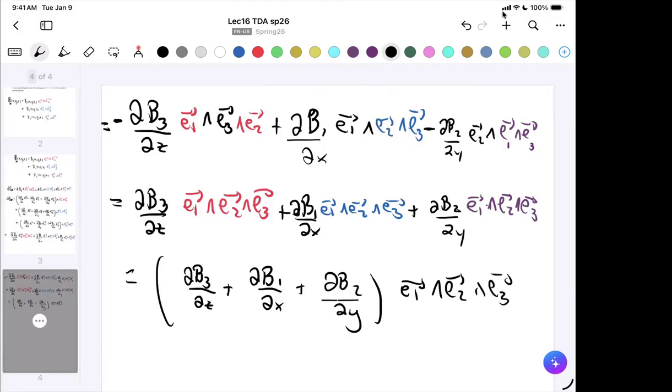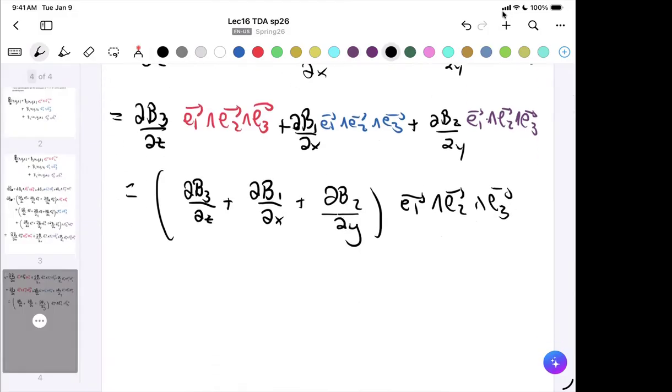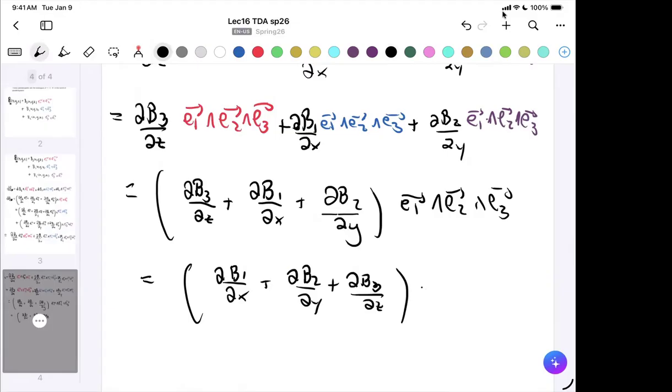Right? Huh. But this is just a sum of partial derivatives, right? If you organize them numerically, that's the derivative of B1 with respect to X plus the derivative of B2 with respect to Y plus the derivative of B3 with respect to Z, right? But that is literally what would have been the gradient of a vector field, right? This thing in front of E1 wedge E2 wedge E3 coincides with, sorry, not the gradient, the divergence.